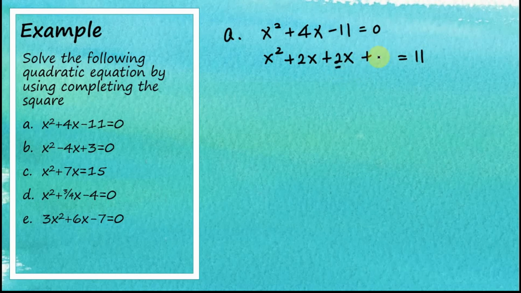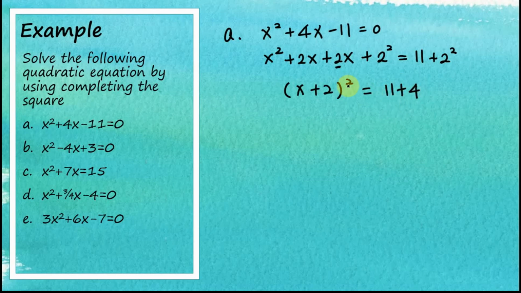So we need to plus 2 squared. And to make the equation balance, we need to plus the 2 squared on the right hand side as well. And now the square has been completed, and straight away we can write this as (x plus 2) squared equal to 11 plus 4, right?